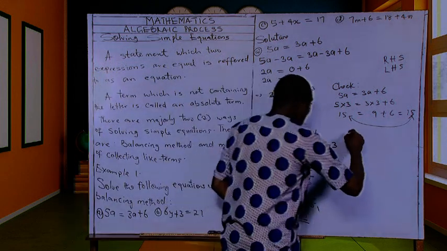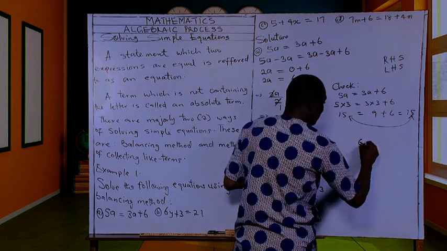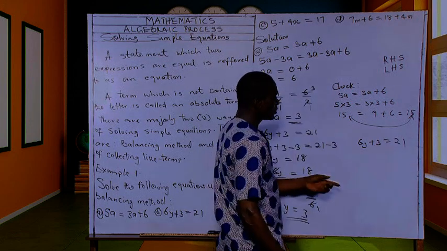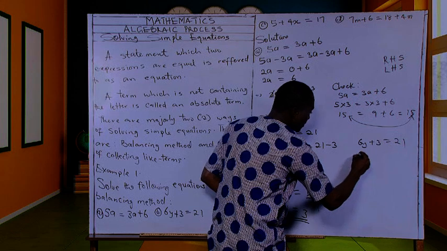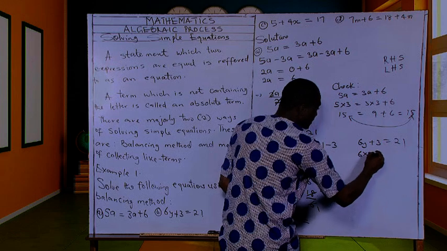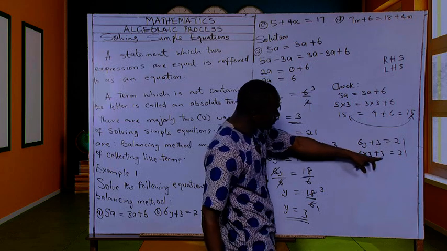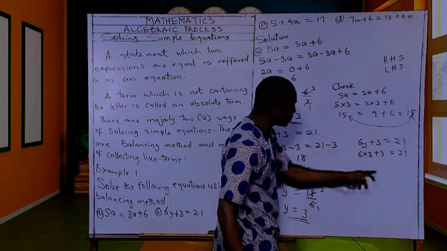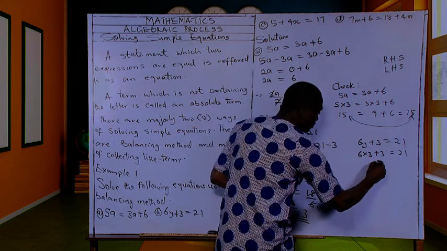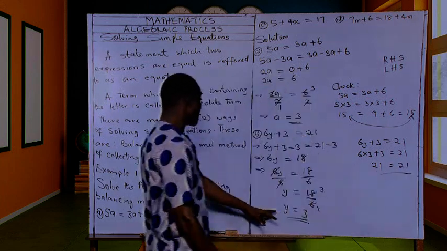Now let's check it out. We have 6y plus 3 equals 21. So 6 multiplied by y, and that y is 3, plus 3 equals 21. We want to see if what we are going to get here equals 21. 6 times 3 is 18, and 18 plus 3 is 21. So 21 equals 21. All right, that is that.